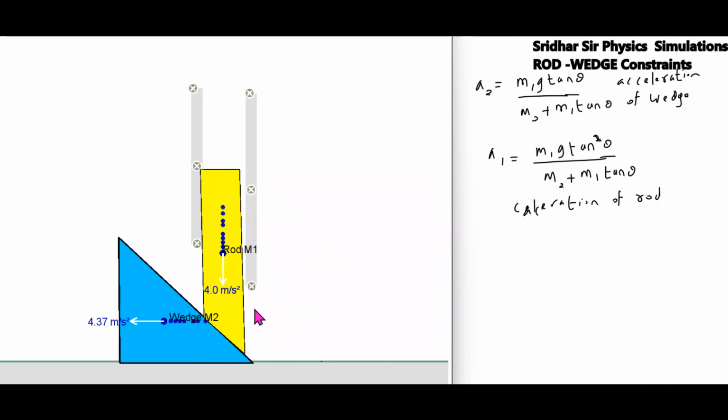Hope everyone was able to understand this rod-wedge constraint.